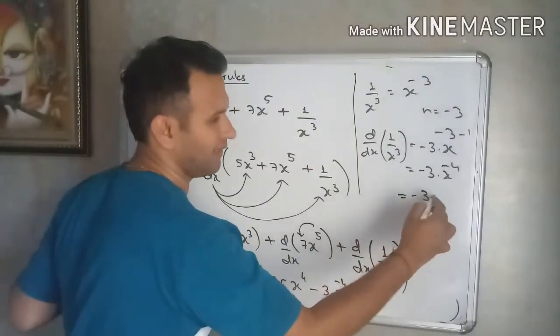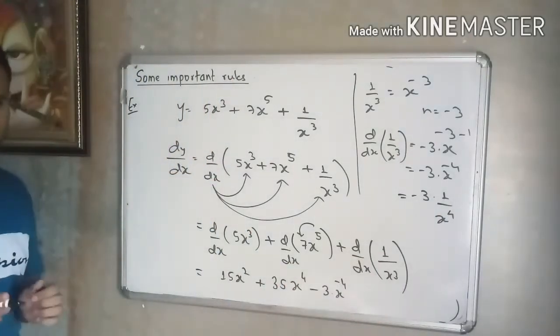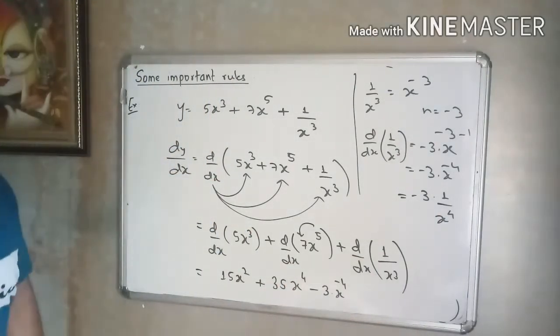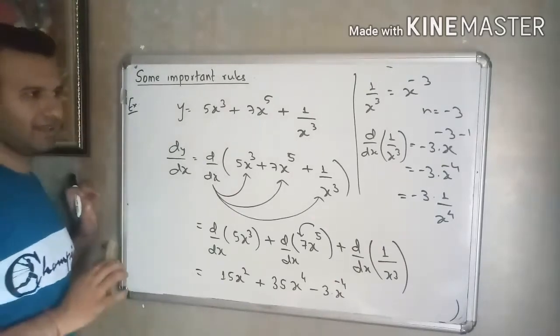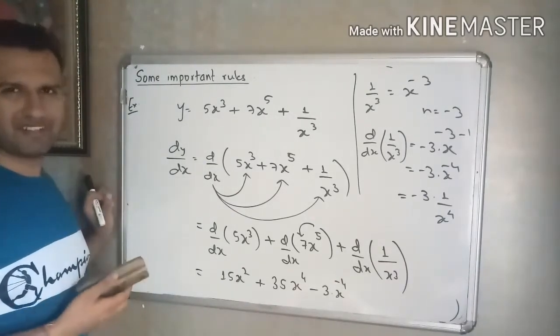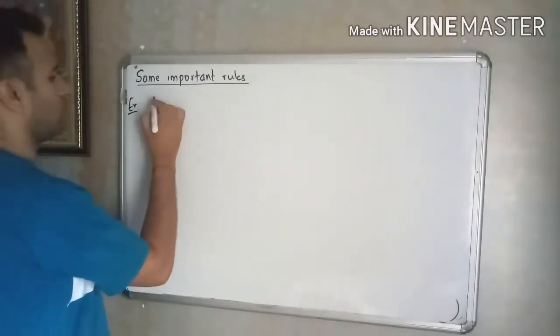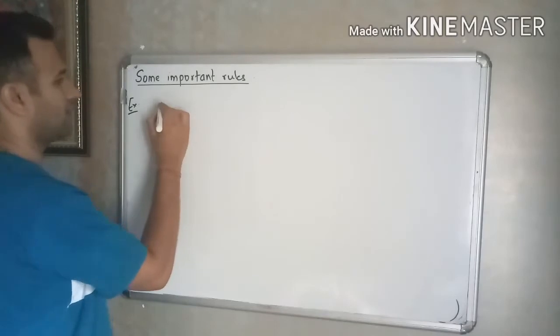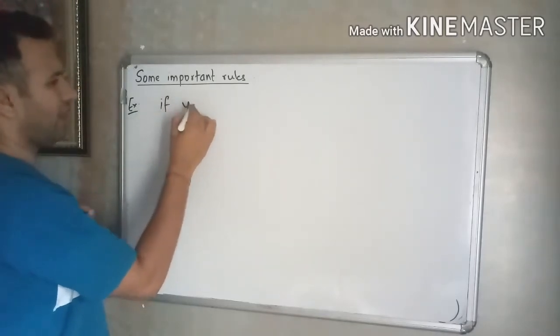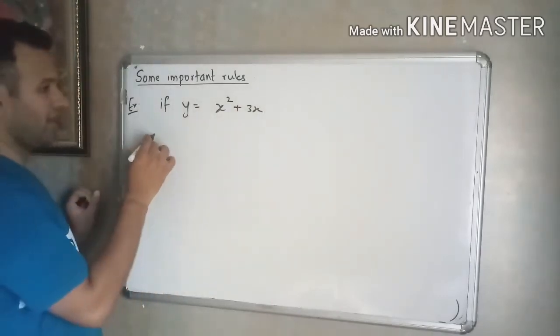You can also write this as -3 by x raised to 4. This is the derivative of this. Okay? समझ में आया? Okay. इसको आप नोट डाउन कर लीजिए. ठीक है, आई एम श्योर आपको समझ में आ रहा है. इट्स वेरी सिंपल. हम लोग सिर्फ पावर रूल यूज कर रहे हैं. ठीक है, वी आर ओनली यूजिंग. So if y is equal to x square plus 3x, this is the next question.